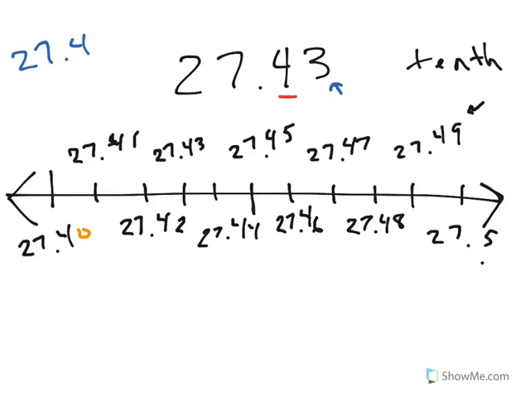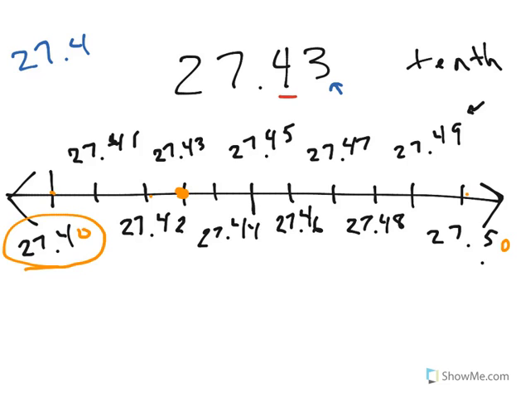So if we located this number on the number line, 27 and 43 hundredths, sometimes it's going to be right on that number line, and sometimes it's not. In this one, it is. Remember, this was 41, 42, 43. So there it is. 27 and 43 hundredths is right on the number line. So is it closer to 27 and 40 hundredths, or is it closer to 27 and 50 hundredths, or 5 tenths? And of course, it's closer to this one. So I'm just going to circle that one. That's what we would round it to.